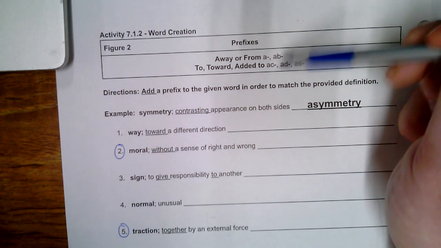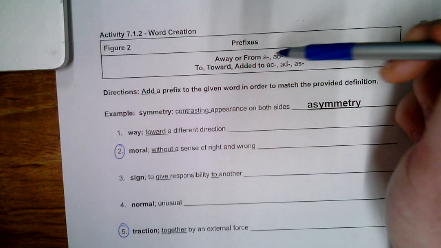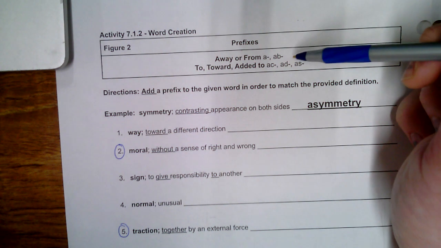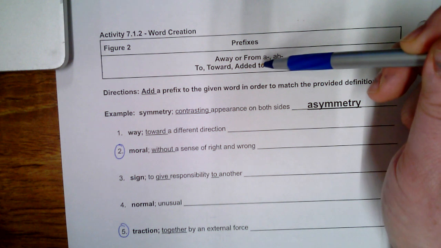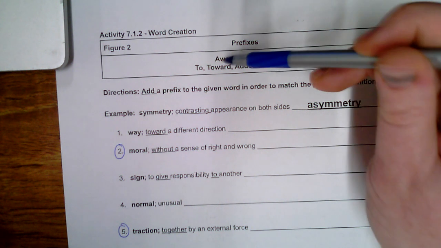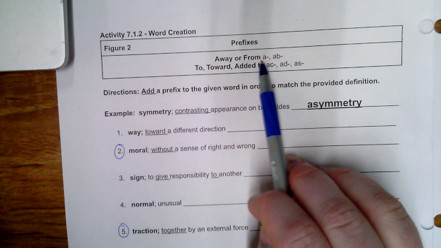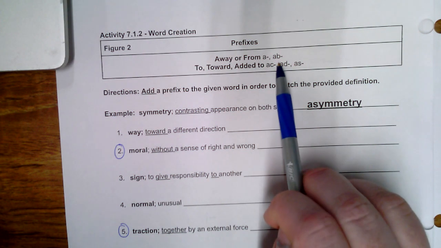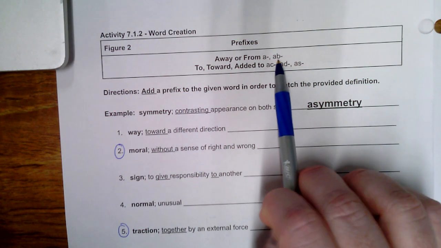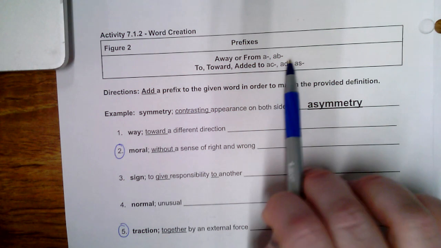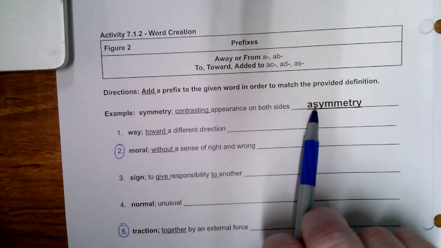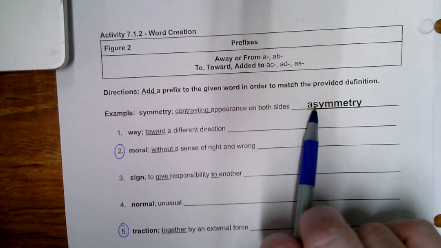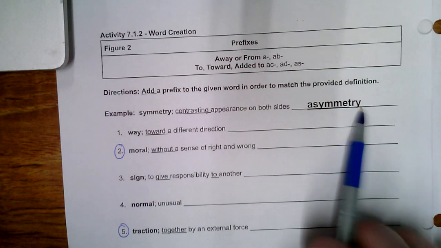So I'm going to look at my prefixes and think which list would mean opposite. Would it be away or from, to, toward, or added to? It seems like opposite would be away or from. So I'm either going to have this prefix or this prefix. And when I listen to them, asymmetry and absymmetry, asymmetry sounded right. I've heard it before. If I hadn't heard it before, I could look it up and see which one is really the word. So asymmetry is the example.